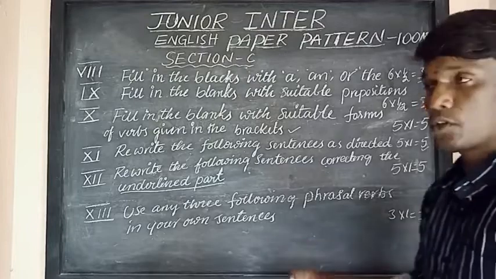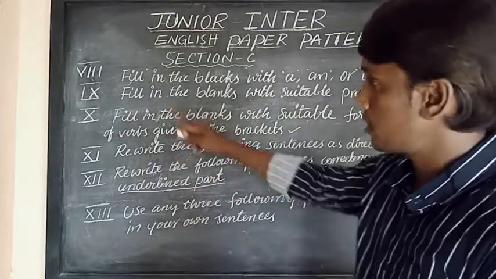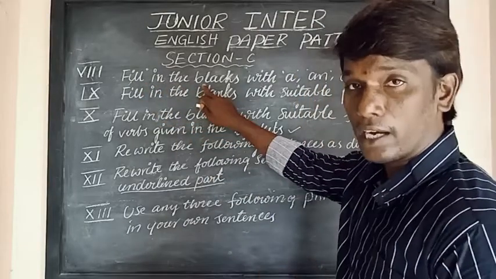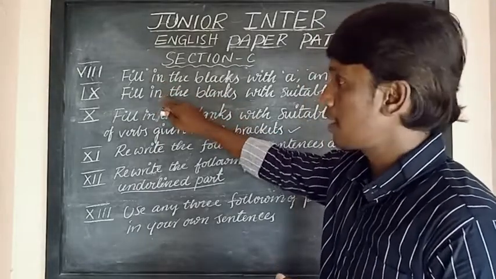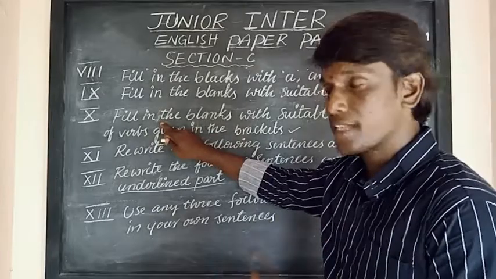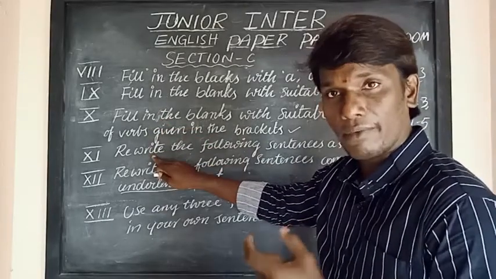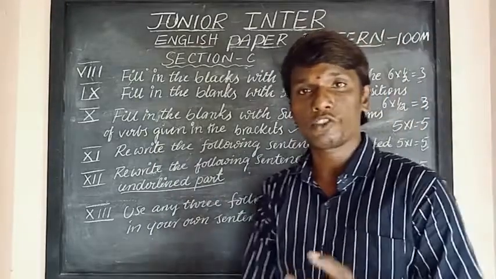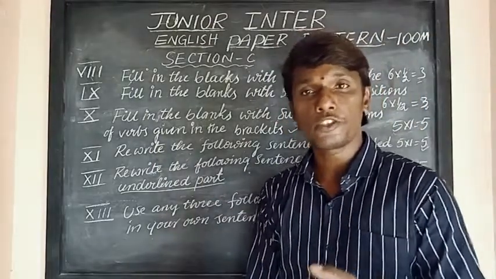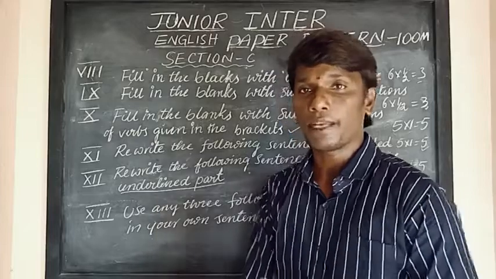Okay? Now I once again repeat, question number 7 is for articles, 8 is for articles, 9 is for prepositions, and 10 is for tenses. Question Roman number 11 is for transformation of sentences, that is voice, reported speech, degrees of comparison, simple, compound, complex sentences, and finally question tags.